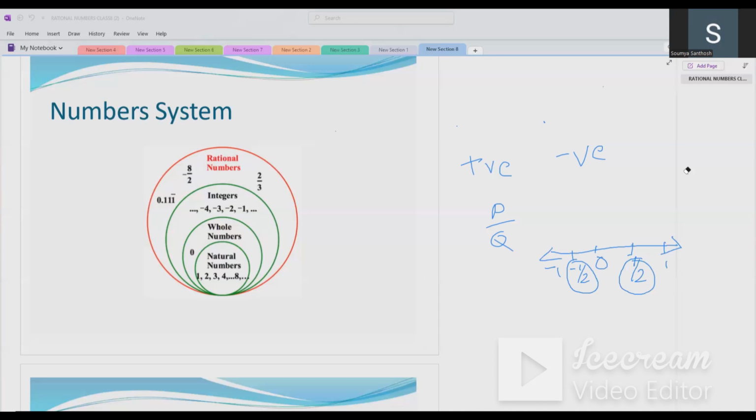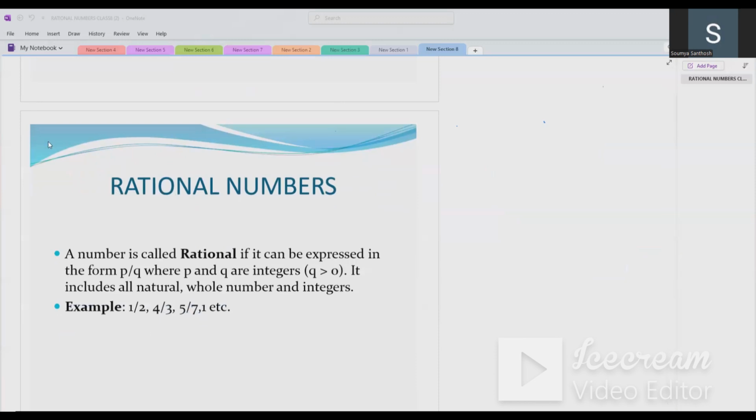So in rational numbers, what all other things will come? It will contain natural numbers, whole numbers, and integers all together, right? Because any integer can be written in the form of a fractional number, or a rational number, right? So for example, -2, how can I put it into the form of a rational number? -2/1, right? The denominator is 1, so the value will remain the same. So -2 means -2/1. That is why every integer is a rational number too, but we have to write it in the form of p/q.